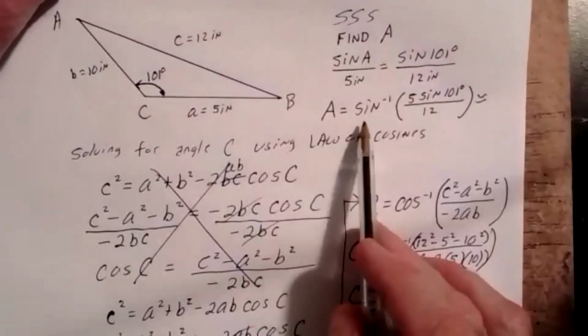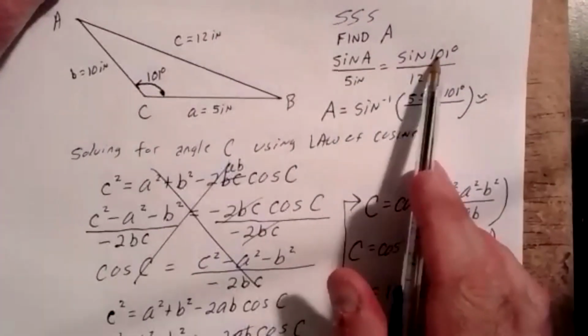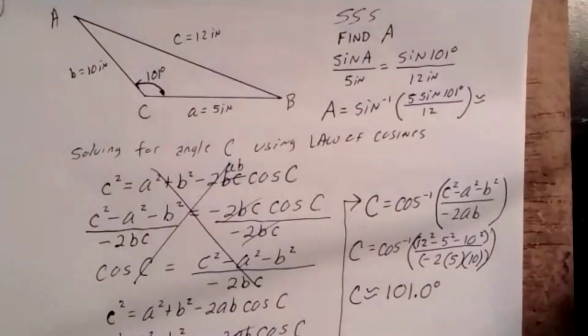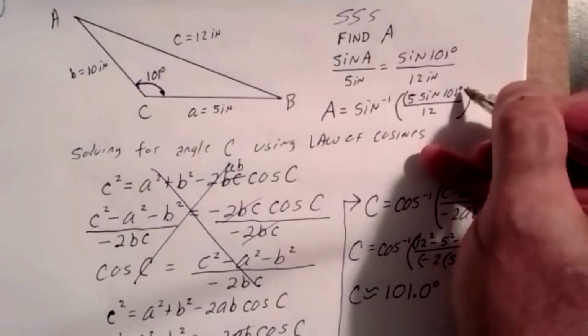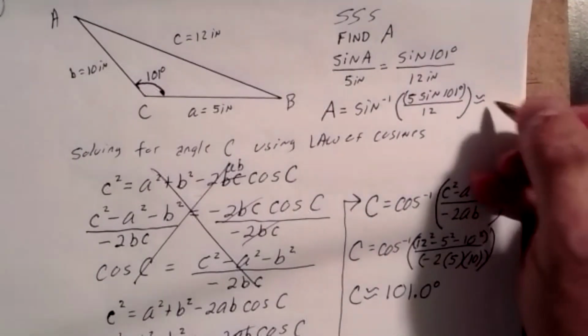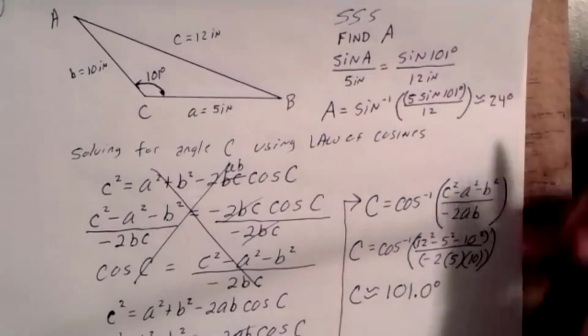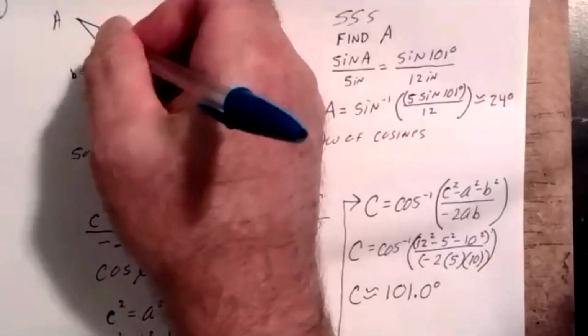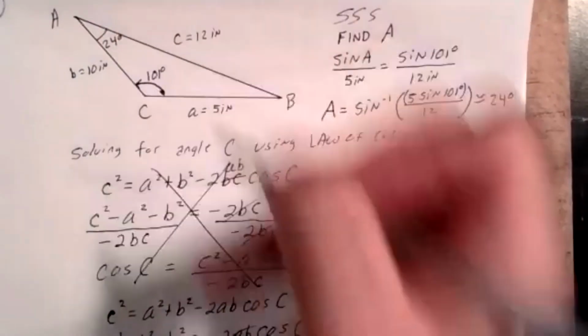So angle A will be equal to the inverse sine of 5 times the sine of 101 divided by 12. Let's dial up our calculator and see what we get. So the inverse sine of, and again, I would include this entire numerator inside parentheses to avoid a logical error on your calculator. So 5 times the sine of 101 divided by 12. I'm getting about 24 degrees. Can anybody confirm that? Angle A is about 24 degrees.